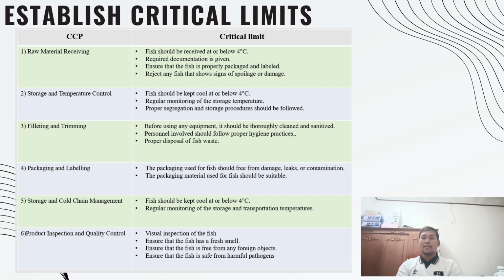The critical limit is to ensure that the fish is free from any foreign objects such as bone, scales, and other contaminants. Thorough visual inspection should be conducted to identify and remove any foreign objects. The critical limit involves conducting microbiological testing to ensure that the fish is safe from harmful pathogens such as Salmonella, Listeria, or Vibrio. The specific critical limits for microbiological testing may vary based on regulatory requirements or industry standards.